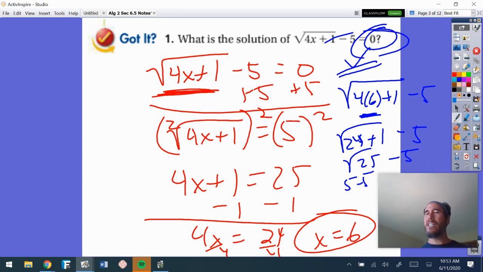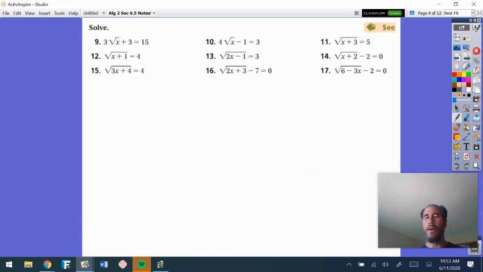All right. Now, the next page is just going to be a whole bunch of practice problems. We will do 2 of them just to make sure you guys are good to go. All right, here we go. We're going to do 9 and 17.